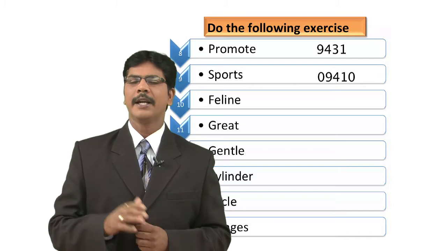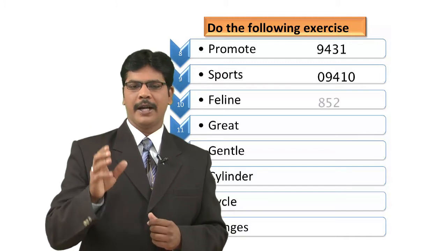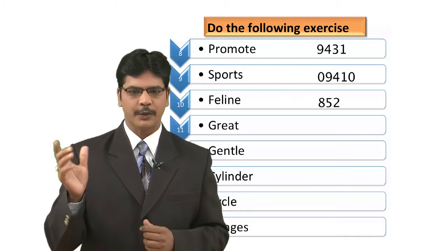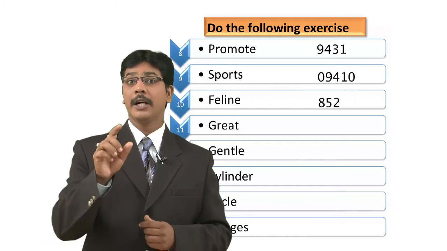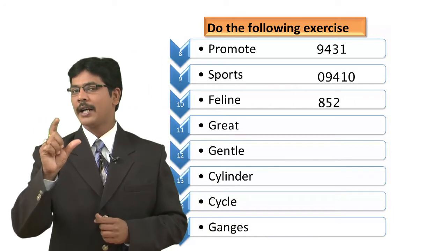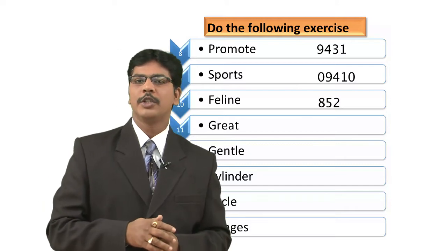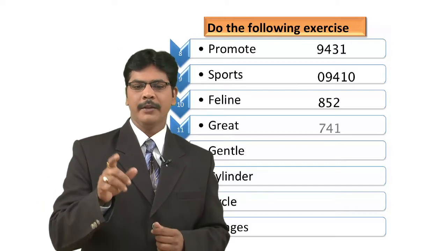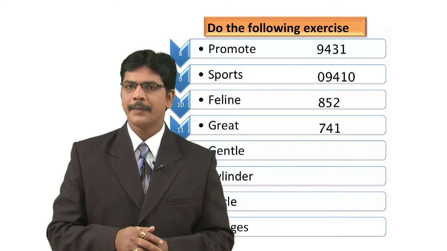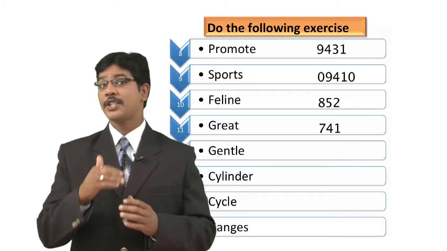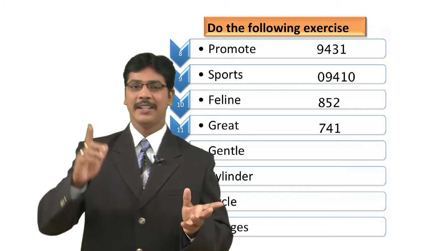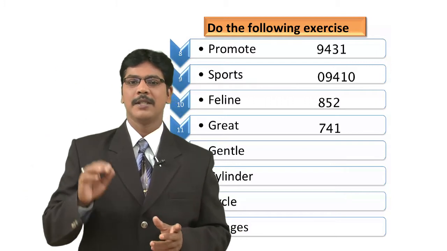Next, feline. 852. That's the answer for feline. Next is great. Now mind you, be careful with G. It also has a hard and soft sound. So G, R, T, 741. That's the answer for great. Next, gentle. See, now this again. This G is like J, a soft G. See, previously it was G, now it's J. Gentle.